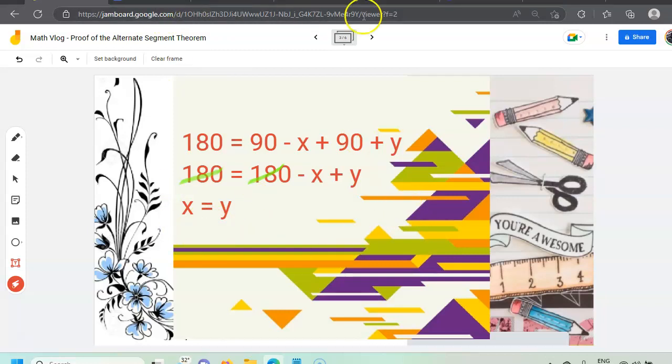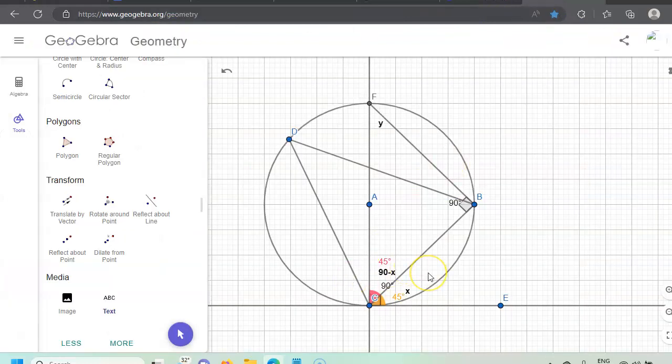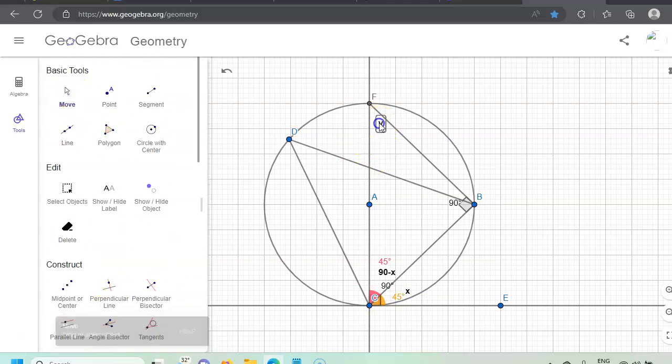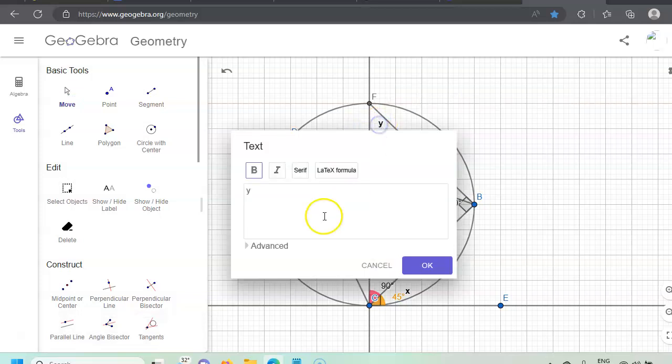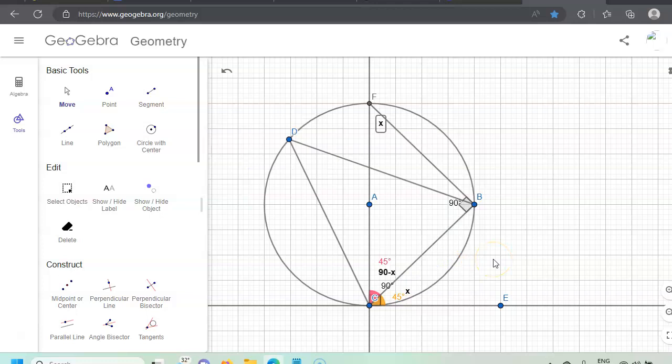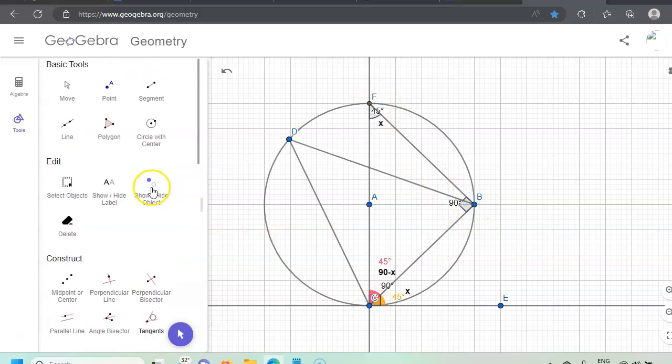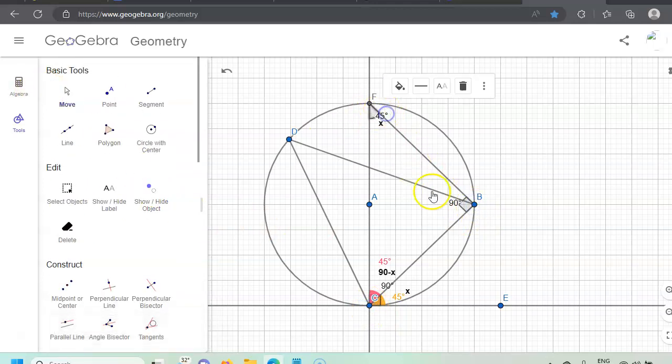Beautiful, right? So we can say then that angle CFB is equal to x. So we are going to just change y to variable x. Okay, and what's the measurement of x? It's 45 degrees. So let's see. If we're going to measure that, indeed it's 45 degrees.